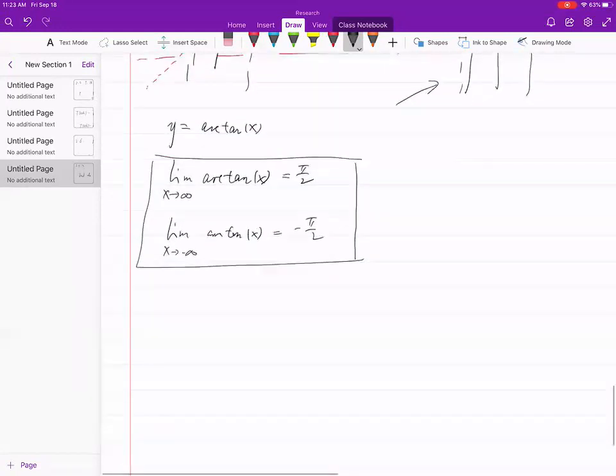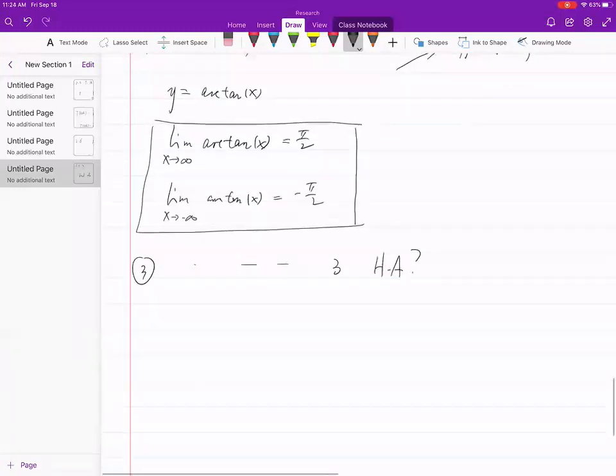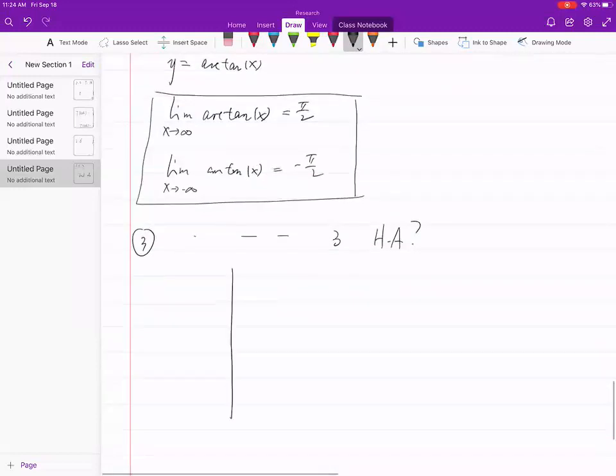Good, good. Can a function have 3 horizontal asymptotes? Yes or no?